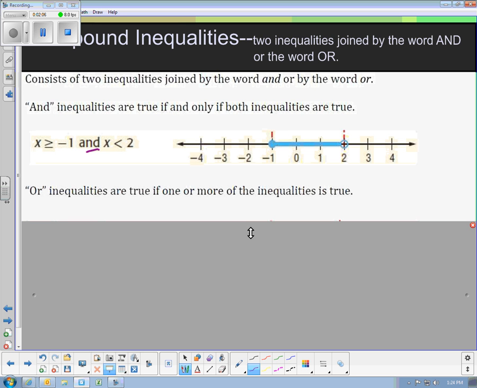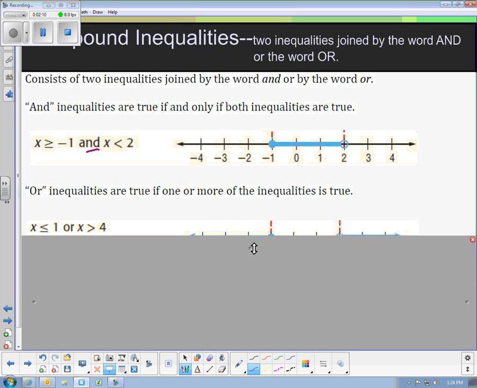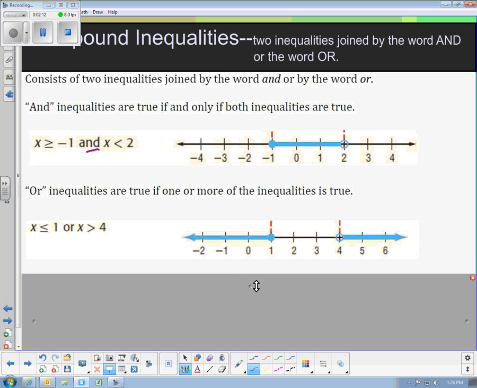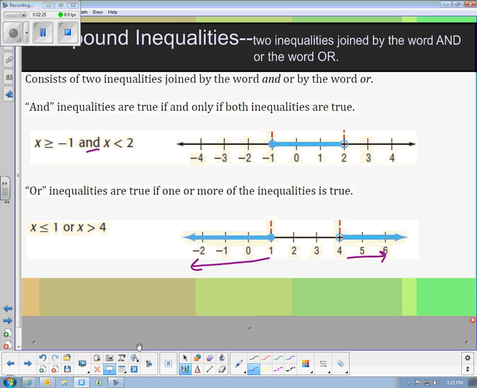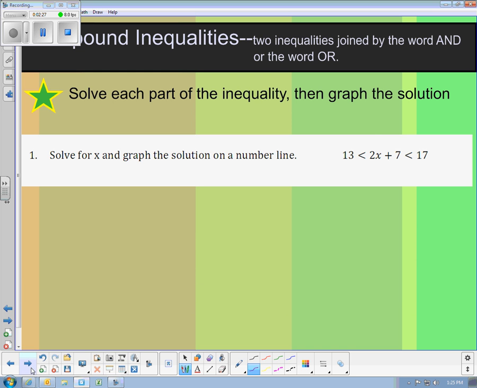Or inequalities could be either or. It could be one or the other and doesn't have to be both. It actually can't be both. So in this case, I'd have x is less than or equal to 1 or x is greater than 4. Those arrows go out like you see there, and the middle is the part that's left out. So you've got and statements and or statements.